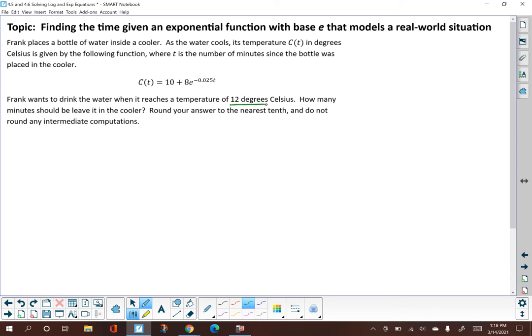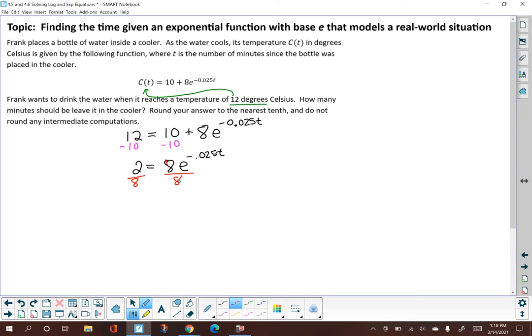So we want the temperature to be 12 degrees, so that is going to get subbed in for the temperature. So our equation looks like 12 is equal to 10 plus 8e^(-0.025t). So we'll need to subtract the 10. And then we would need to divide by that 8 coefficient. So I'm going to reduce that fraction to 1/4. You could do a decimal as well if you like. Just if you have a decimal, make sure you don't round it.